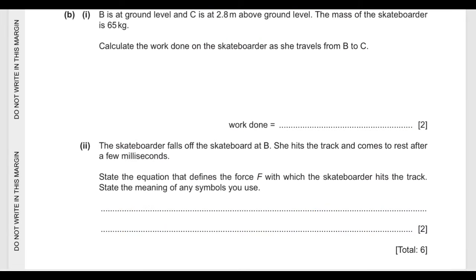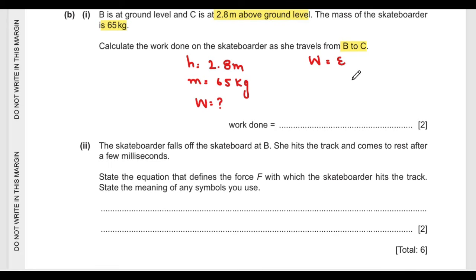B part says B is at ground level and C is at 2.8 meter above the ground level. The mass of skateboarder is 65 kg. Calculate the work done on skateboarder as she travels from B to C. We have height, we have mass, and we need to get the work done. You know, work done is equal to energy supplied.